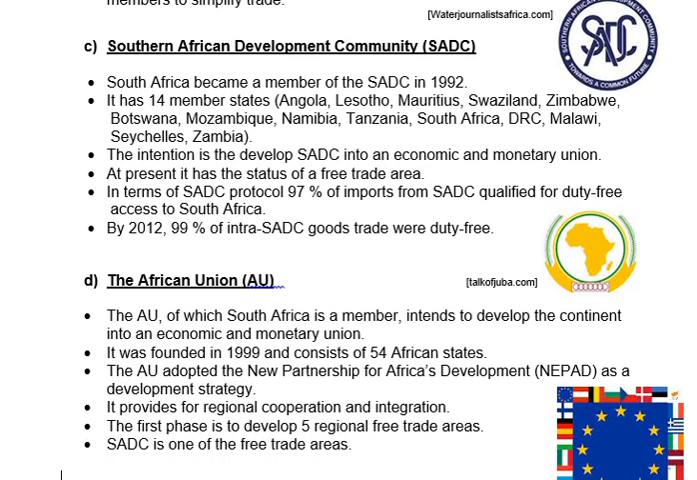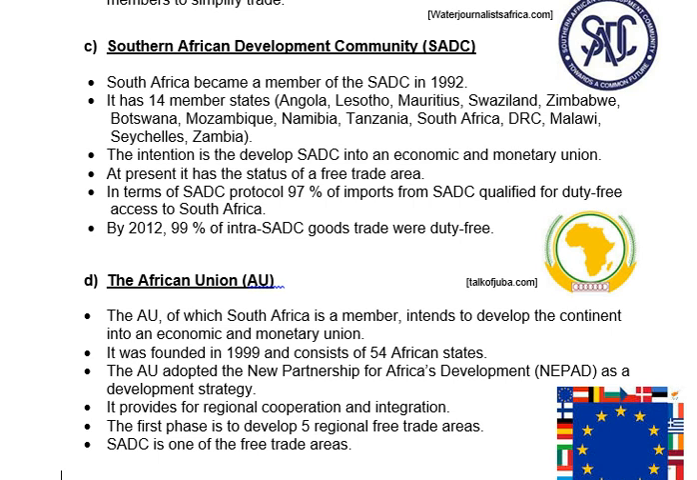The next trade protocol is the SADC, the Southern African Development Community. We became a member in 1992. It has 14 member states. You see the list there: Angola, Lesotho, Mauritius, Swaziland, Zimbabwe, Botswana, Mozambique, Namibia, Tanzania, South Africa, the DRC, Malawi, the Seychelles, and Zambia. Now, the intention is eventually to develop the SADC into an economic and monetary union, but presently we only have a free trade area. So presently, on paper, goods and services can move without restriction between these member countries.